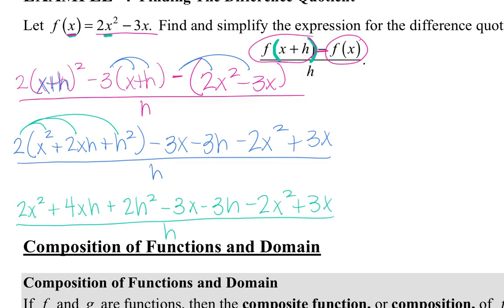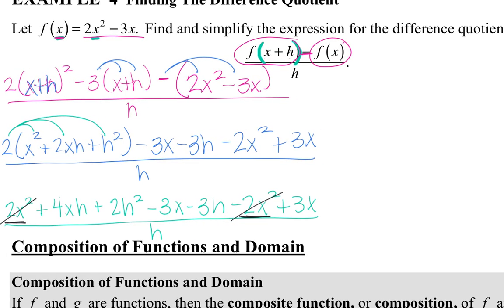Now here's the fun part. Take inventory of what you have. If you have the same thing with a plus and a minus, cancel it out. So I've got a 2x squared, and I go through and I see I have a negative 2x squared. So those are going to cancel each other out, so they're gone. Now I have a 4xh. There's no more xh's, so I'm going to come over here and write 4xh.